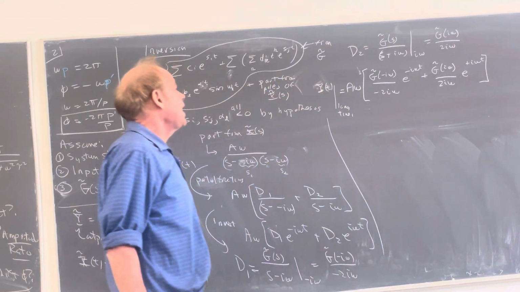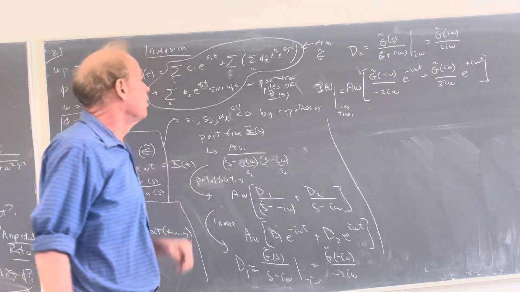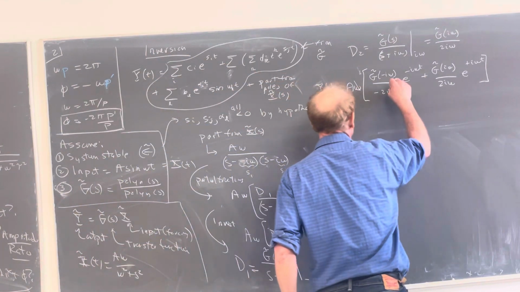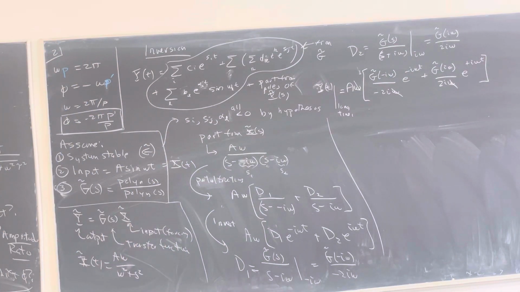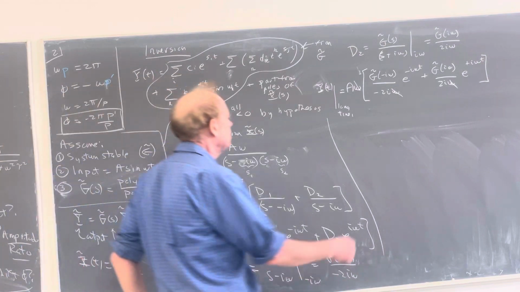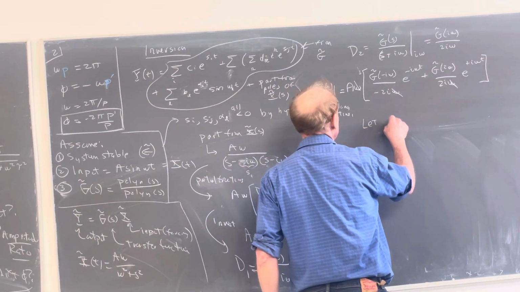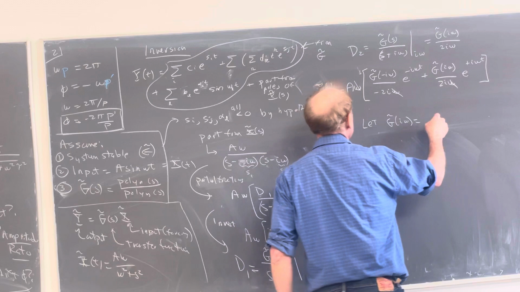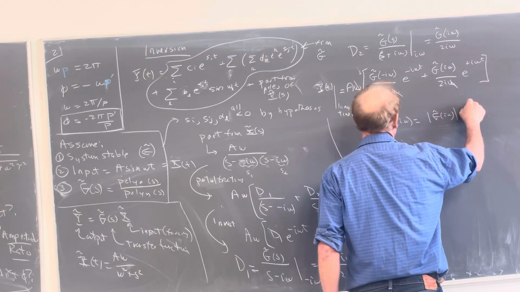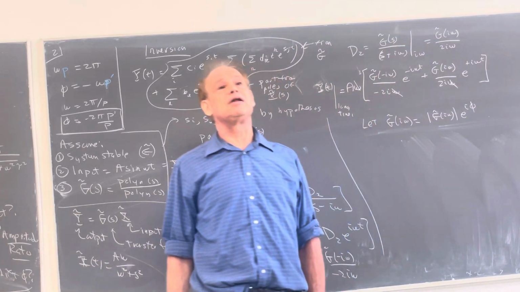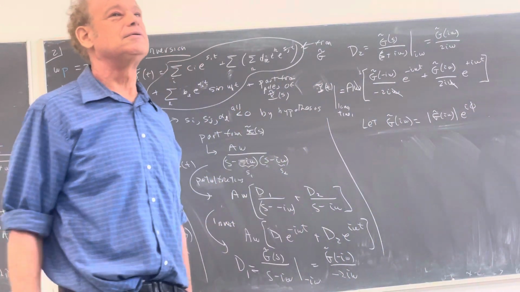Okay, so now we're ready to do a little bit more. First thing we can notice is the omegas cancel. The next thing we can notice is we can refer back to what we've done over here. We said we can take any complex number and write it as its magnitude times e to the i theta. So let's let g tilde of i omega be equal to the magnitude of g tilde of i omega times e to the i phi. I'm going to call it phi here instead of theta. It's a little hint.